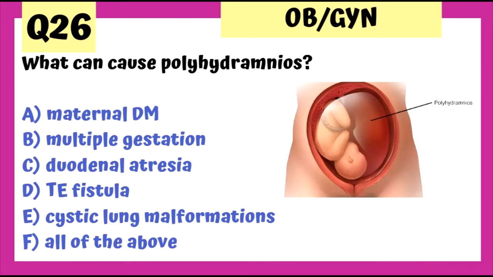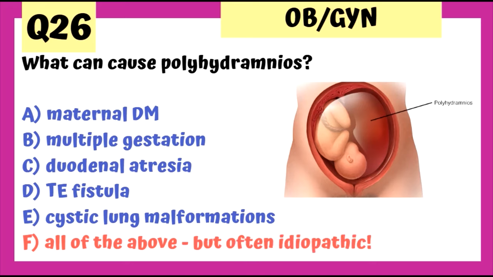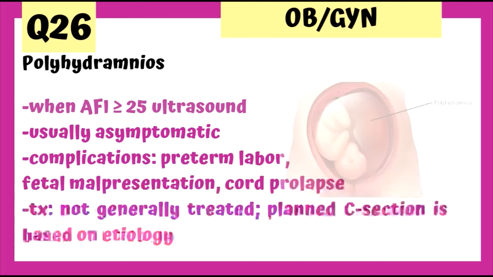Question 26. What can cause polyhydramnios? Of all these choices, all of the above can cause polyhydramnios. For example, in a TE fistula where the baby's not swallowing, the amniotic fluid will build up, causing polyhydramnios. And it's often idiopathic, by the way. Take a look at the slide over here about polyhydramnios, but it's when the AFI is above 25 on ultrasound.